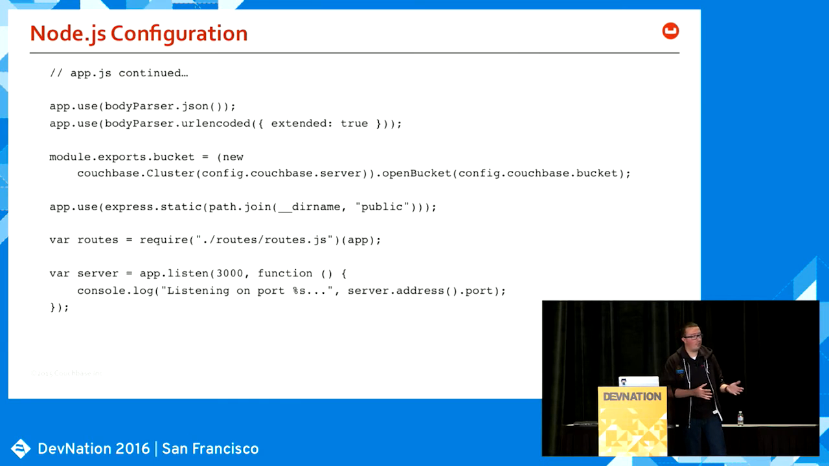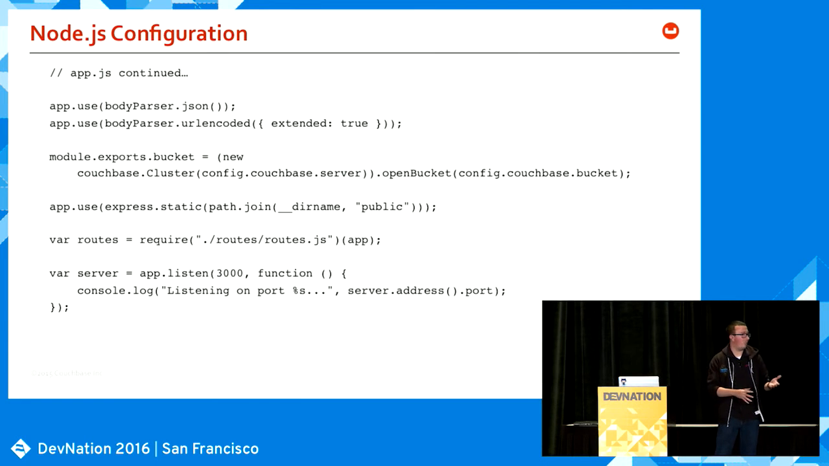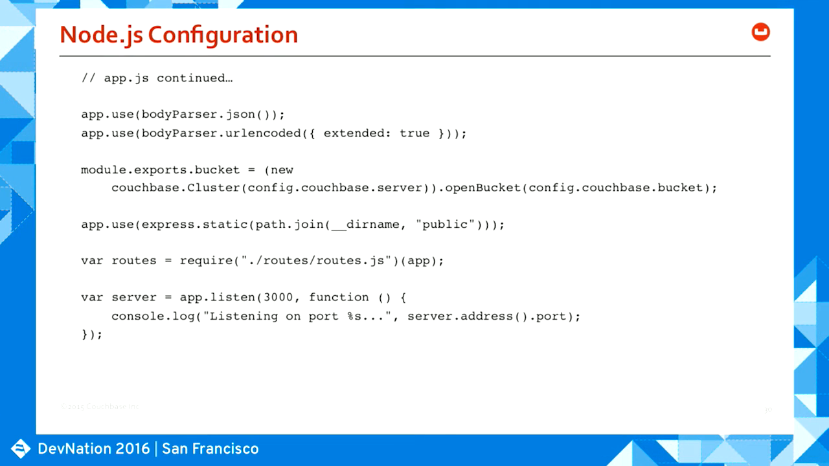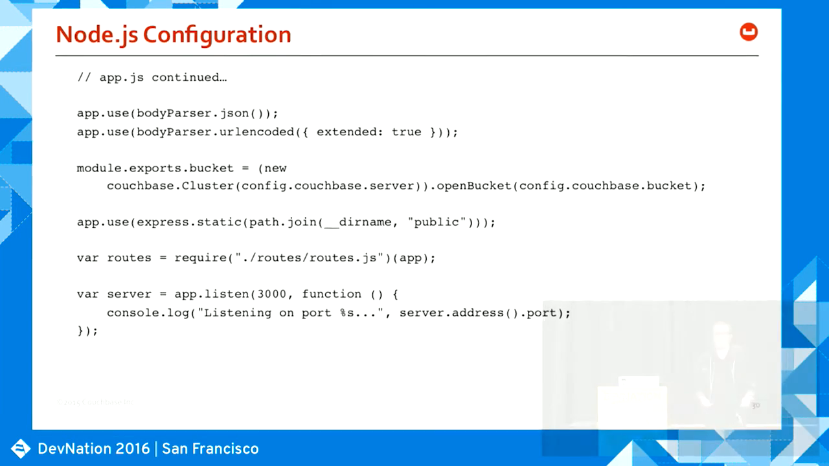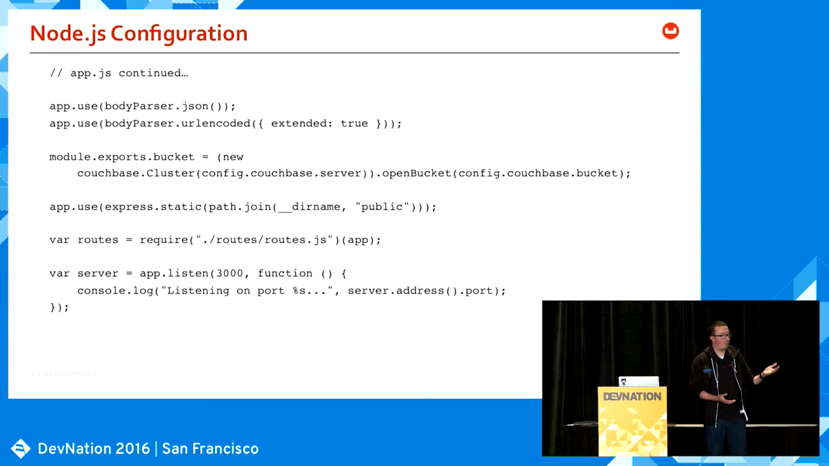This is part two of the app.js file. It was a little long, but this is really all there is to the app.js file. After I've included those dependencies, I'm continuing to initialize them. I'm saying I want to be able to accept post requests that contain JSON data. I want to open a connection to Couchbase. I want to establish a connection to the cluster. I want to open a particular bucket, both of which I defined in my config.json file, something that you've already seen on a previous slide.